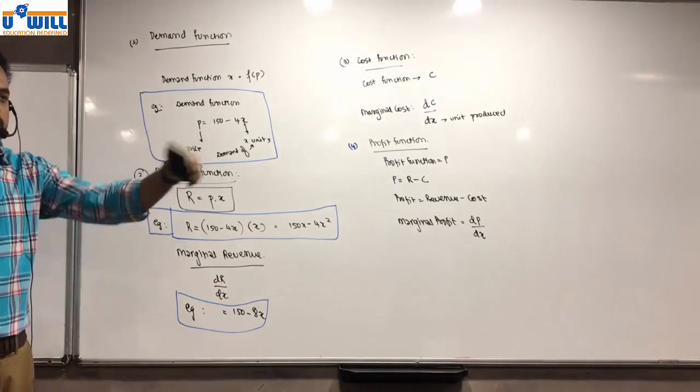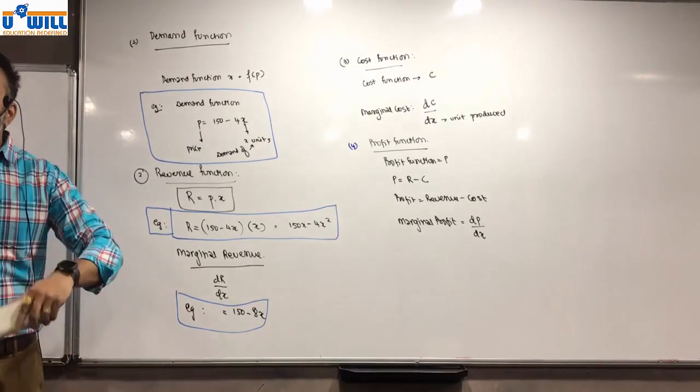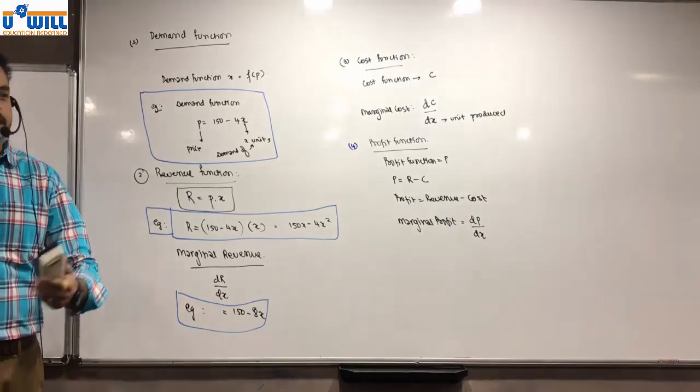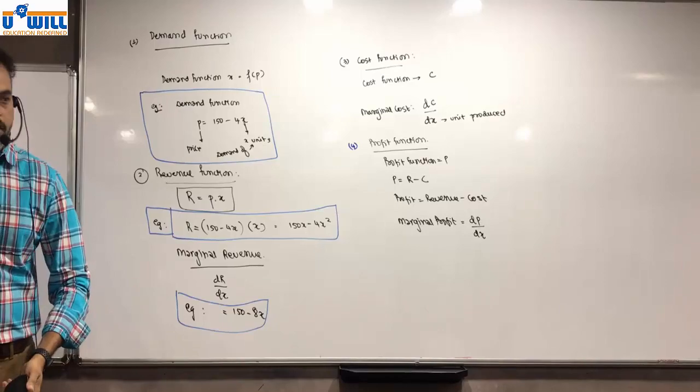Got it? Okay. To maximize or minimize, what do we have to do? We have to go for the second order derivative and we have to see whether it is more than 0 or less than 0, then we can conclude. Got it?